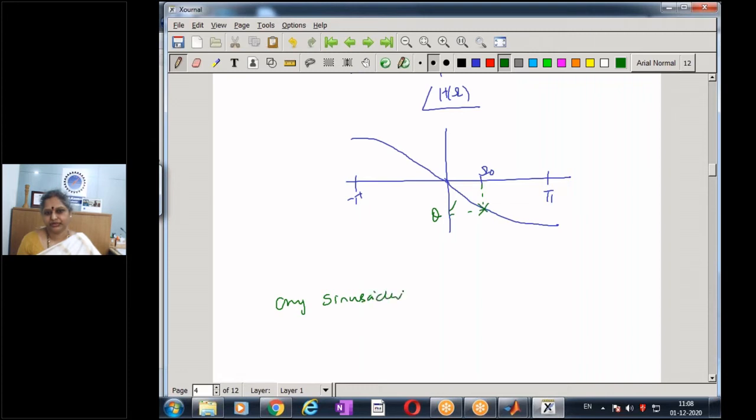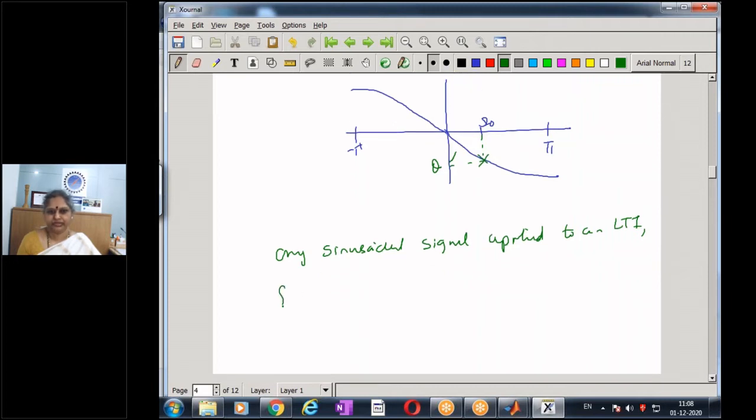sinusoidal signal applied to an LTI system gives a sinusoidal signal as output with a change in amplitude and some phase delay.